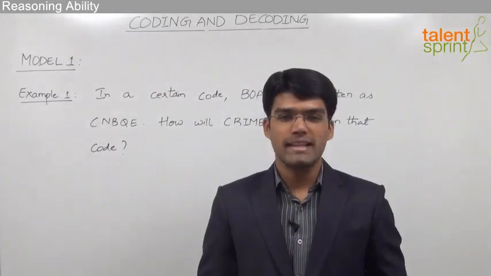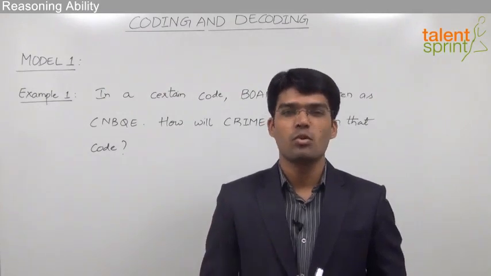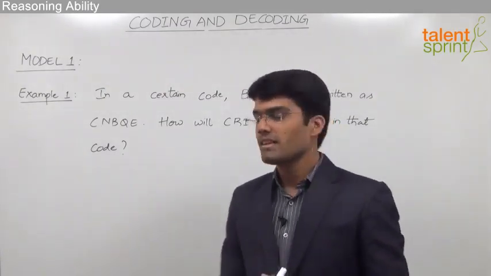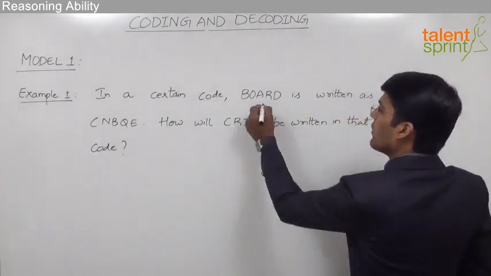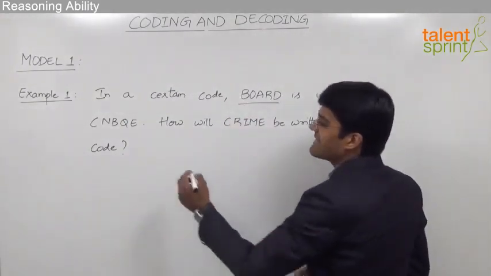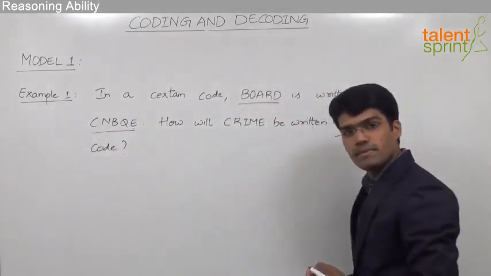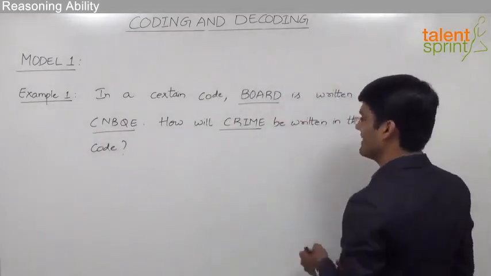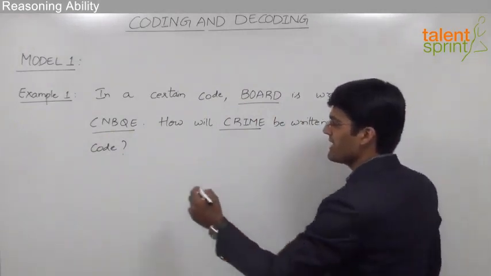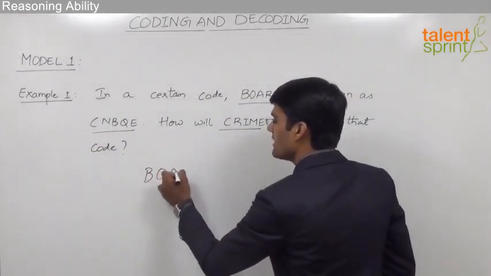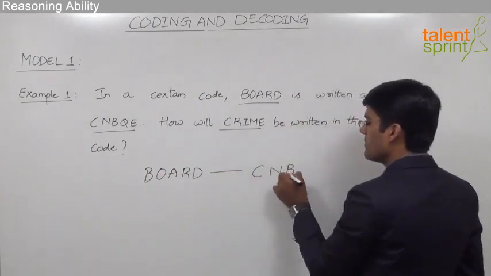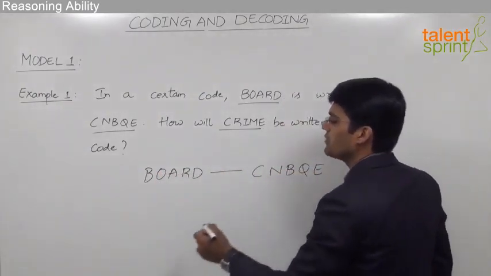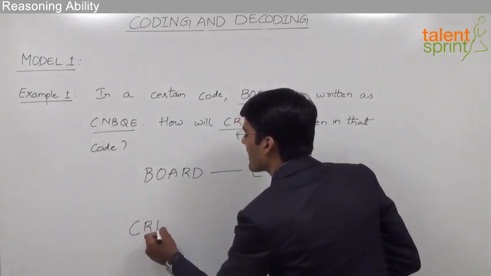Let us now take an example from the various models of coding that we have just discussed. The question here is, in a certain code, the word board is written as CNBQE. So how will crime be written in that code? The question says the word board is taken as CNBQE, and we need to find out the code for crime.